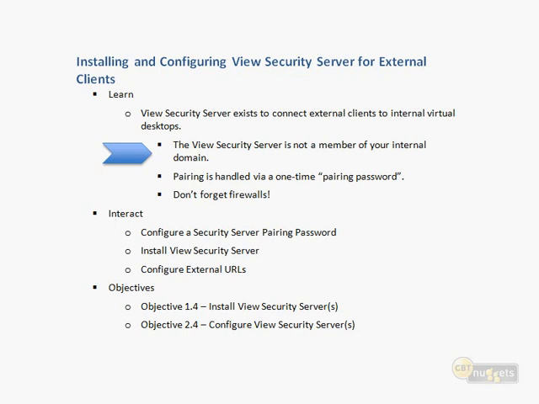So instead of making it a member of the domain, you typically make a View Security Server a member of a workgroup, and then you pair that security server with an internal View connection server via a one-time, what they call a pairing password. That pairing password is a time-bombed password. The connection server waits for a period of time, and if it receives a connection request with that pairing password in it, then it assumes that that is the correct server that is sitting out in the outside world.